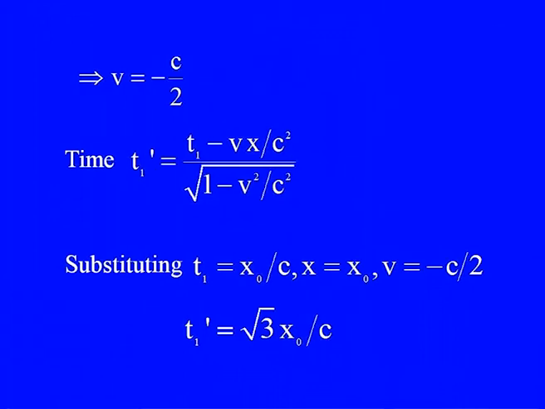Remember, in the prime frame the events are simultaneous. So T1 prime, that's nothing but T1 minus Vx by c squared, divided by root over 1 minus v square by c square. And then you substitute T1 by the measured time for a certain position. So if x is x0, this was measured at time t1 equal to x0 by c, and we know the velocity with which this prime frame is moving, that's minus c by 2. So immediately we get what this time is in the prime frame of reference. So t1 prime is root 3 x0 by c.